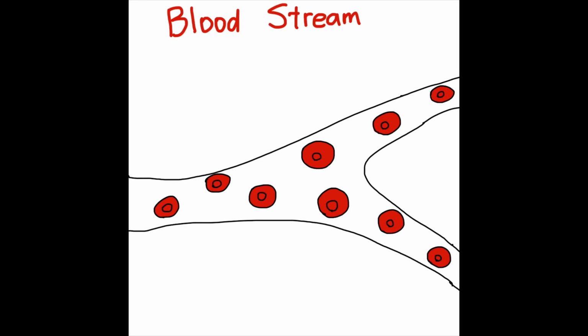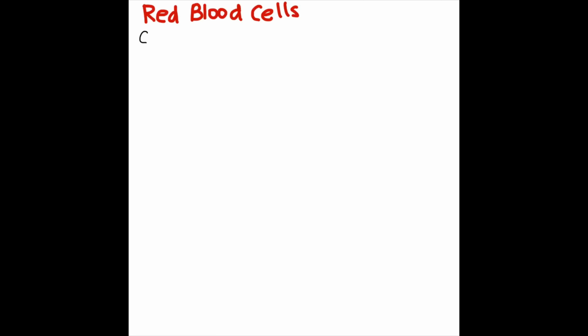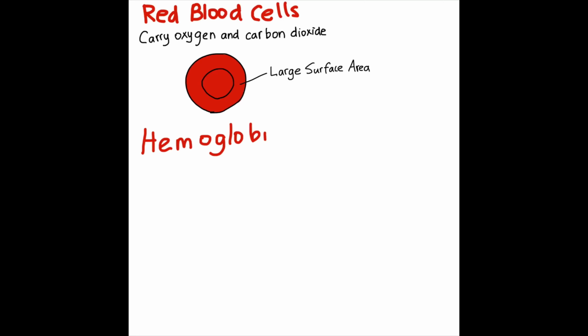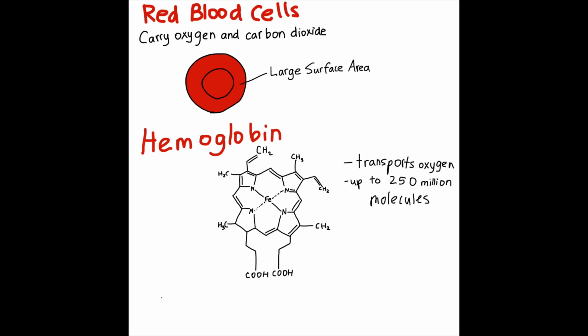There are 3 components in the bloodstream at a cellular level. There are red blood cells and white blood cells that are suspended in a fluid called plasma. Red blood cells are really important because they can carry oxygen and carbon dioxide through the bloodstream. To perform this function, they are disc-shaped, so that they have a large surface area that oxygen can diffuse onto. Red blood cells use a protein called hemoglobin to transport oxygen. Each red blood cell can contain up to 250 million molecules of hemoglobin.